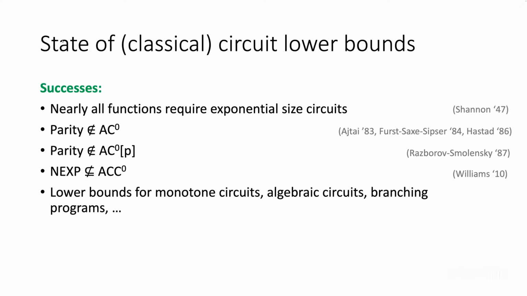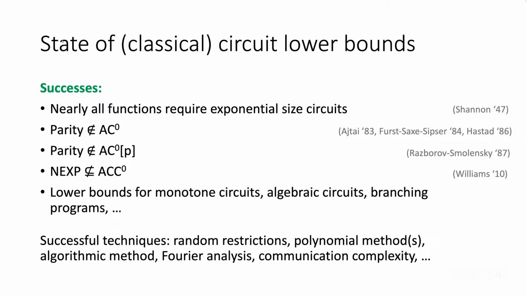And over the decades, we've had some of these wonderful celebrated results. Like in the 80s, we were able to prove that parity is not computable by something called AC0 circuits, which I'll talk about in a little bit. Then people were able to prove that parity is not contained in a slightly more complicated class called AC0 augmented with mod P gates. And then things kind of got stuck for a while. And then about 15 years ago, Ryan Williams proved that non-deterministic exponential time cannot be solved by ACC0 circuits. And I won't go into the precise definitions of these classes just yet, but this is sort of progress. There's been lots of other types of progress in restricted classes of circuits, like monotone circuits, algebraic circuits, tensor programs, and so on.